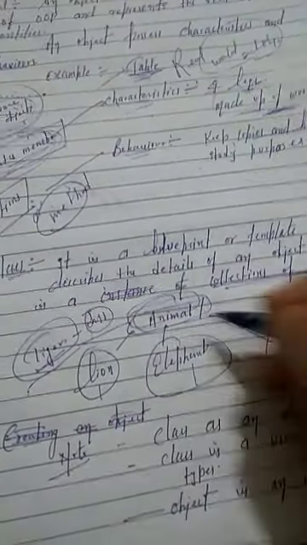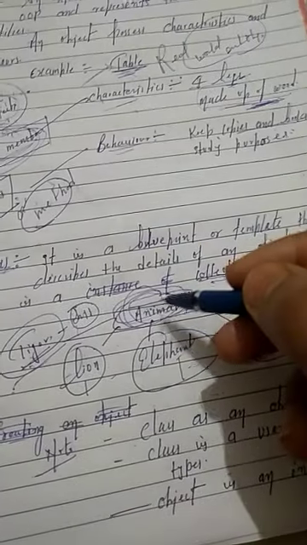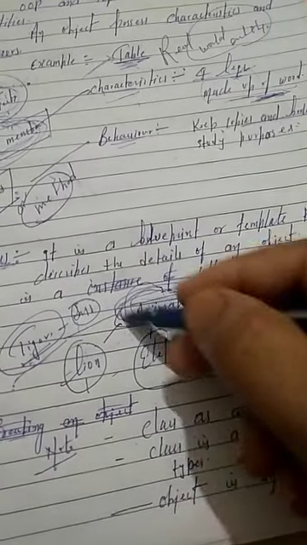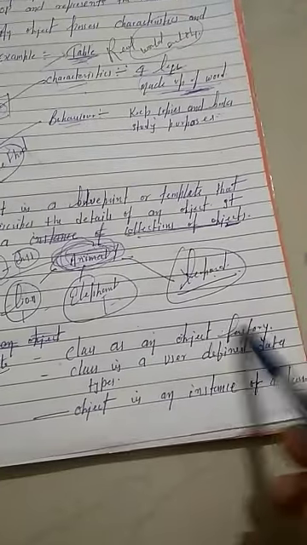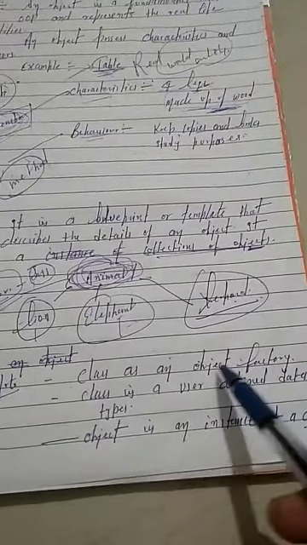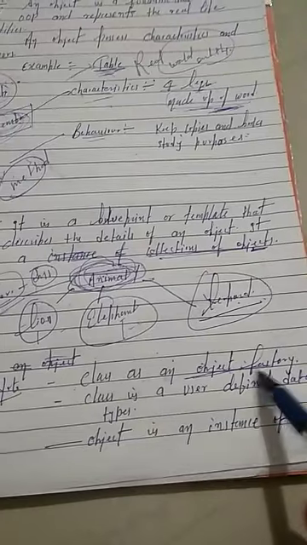Or many animals may be there. So simply you can say a class is a collection of objects. Okay. Now some behaviors or properties of a class, like class as an object factory. This is very important that you understand these things. This may come in your examination also: what is an object factory and why is class known as an object factory.